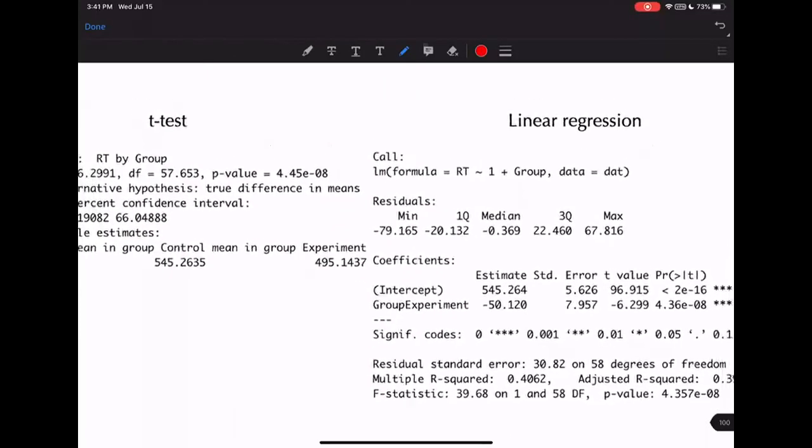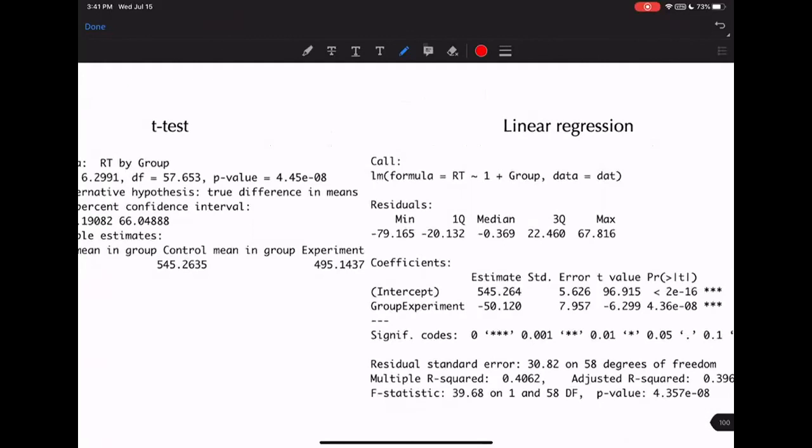The point here is if we run a t-test or linear regression, we get the same results. And the purpose of this slide, I want to show you that you actually get the same results regardless of whether you run a t-test or a linear regression. This is a good sign that the two kinds of tests that we think are different are actually the same.